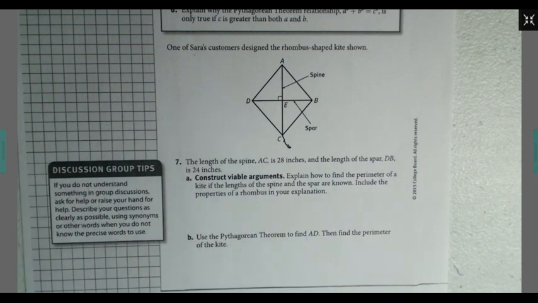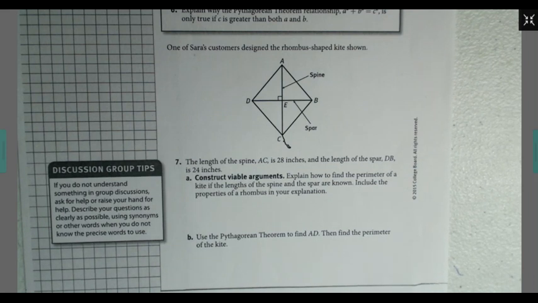The last section covers question number 7. One of Sarah's customers designed the rhombus-shaped kite that looks like such. The length of the spine, AC, is 28 inches, and the length of the spar, which is DB, is 24 inches.